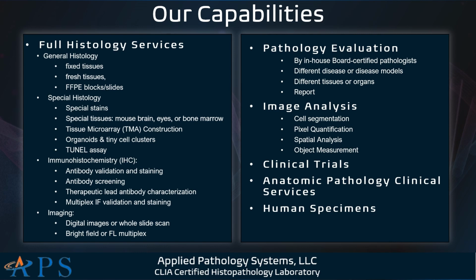Next, it's important to mention that APS just recently became CLIA certified, which means that we're fully able to provide anatomic pathology clinical services for patients in clinics or hospitals. Lastly, we have a list of human specimens that allow us to support your clinical-related research.